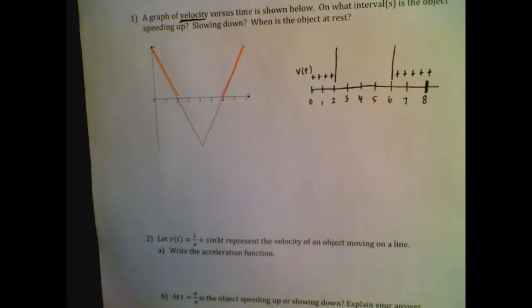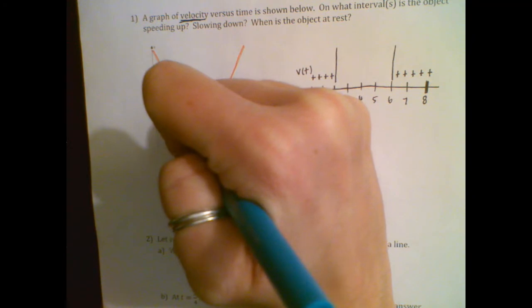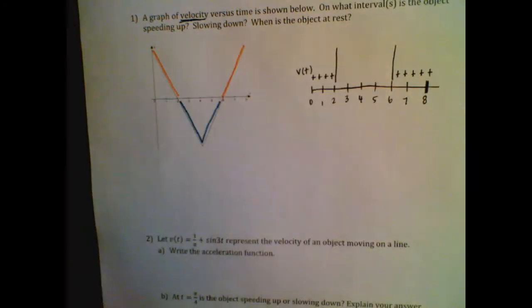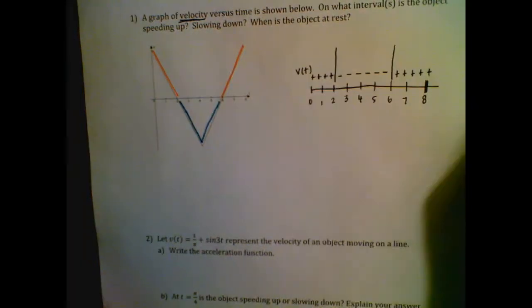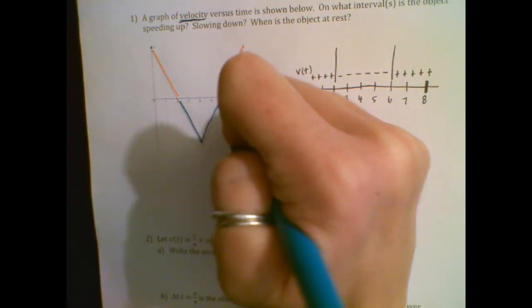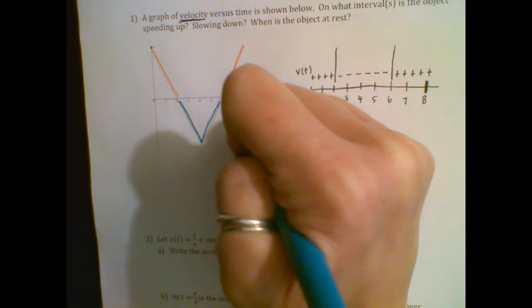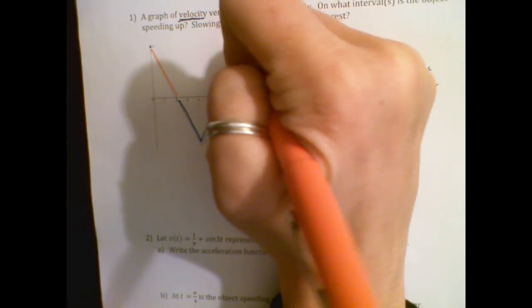But then we know that the velocity is below the x-axis between the x values of 2 and 6. So this is actually telling us that velocity is negative, and that's because it's below the x-axis. So v of t is negative down here. v of t is positive up here.